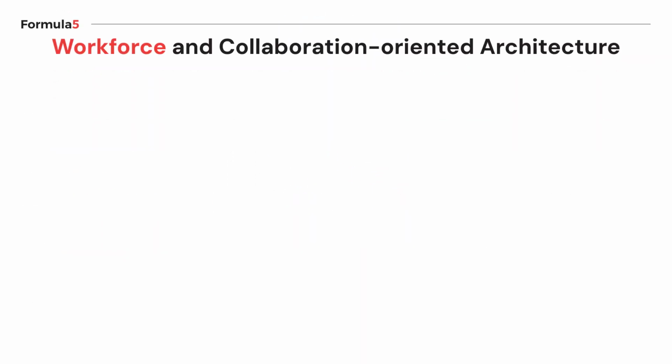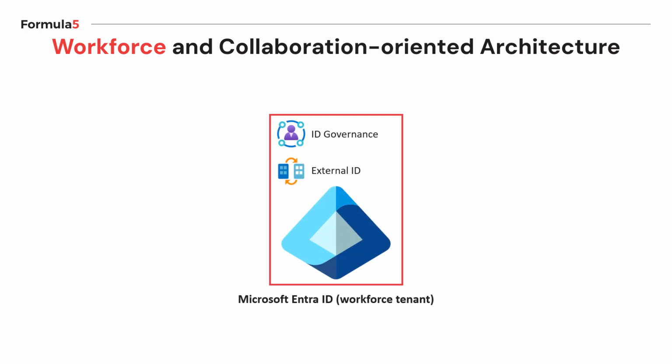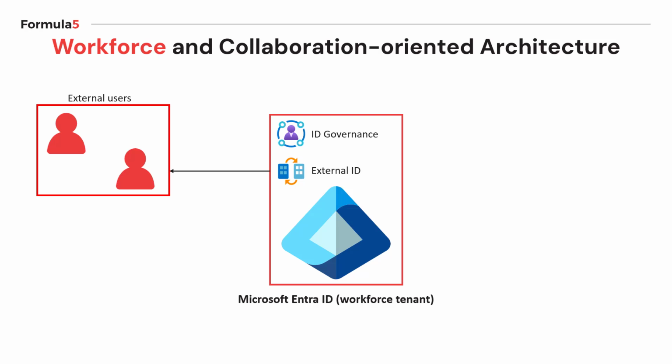So the first one is workforce and collaboration oriented architecture. So in this architecture, we have Microsoft Entra ID workforce tenant, the standard Entra ID tenant, which can have ID governance features enabled, and it has external ID features enabled. So those were the features I showed you. So in workforce tenant, actually, I can configure external ID. So the user flows to secure the applications my organization develop. And now we can provide access to external users using external ID features in our workforce tenant.